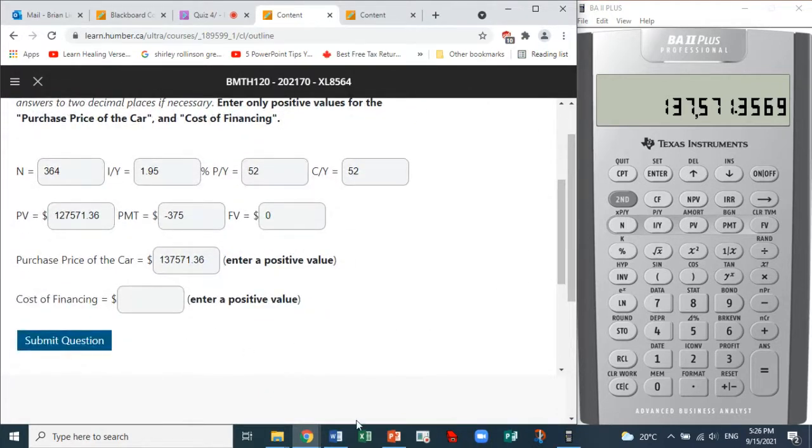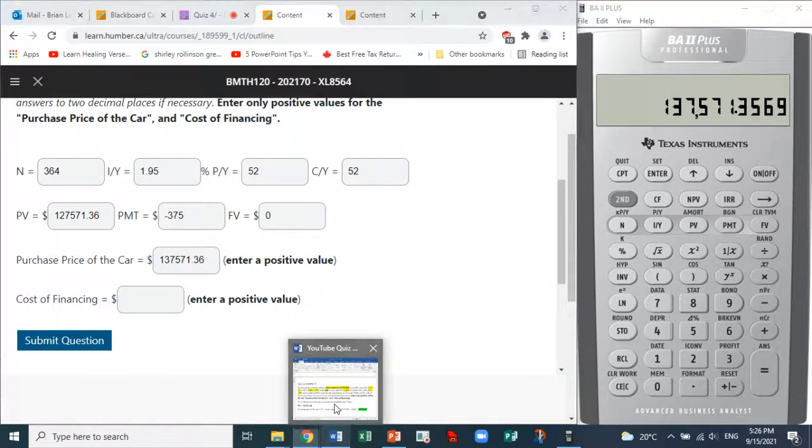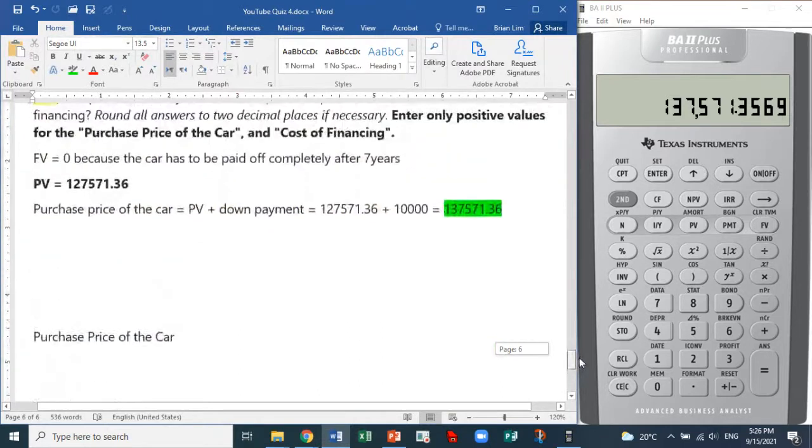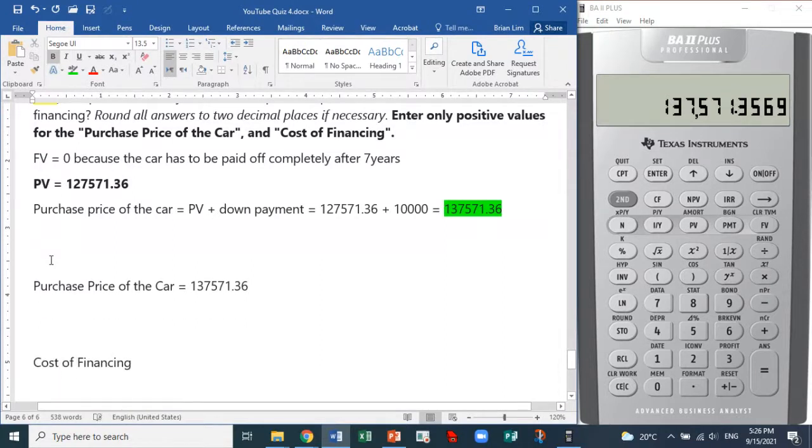Oh, the cost of financing. Okay, that's the last part. Let's do that part and finish the question. What's the cost of financing? Well, the purchase price of the car, I did it up there, is 137,571.36. Let's pull this up a little bit. What's the cost of financing?